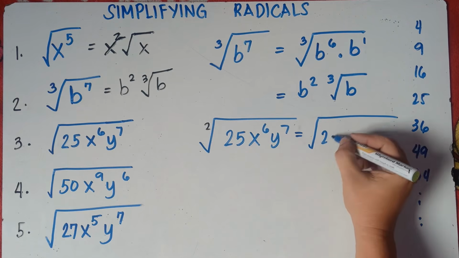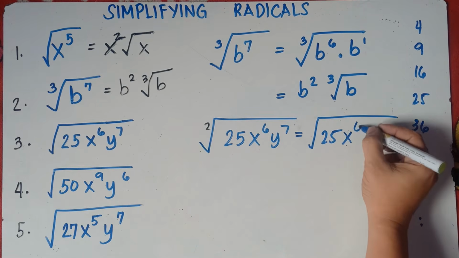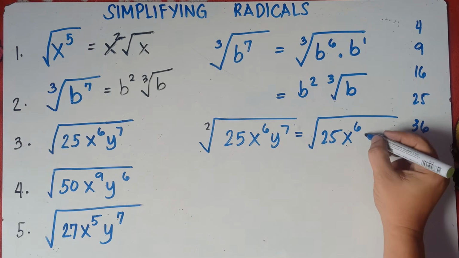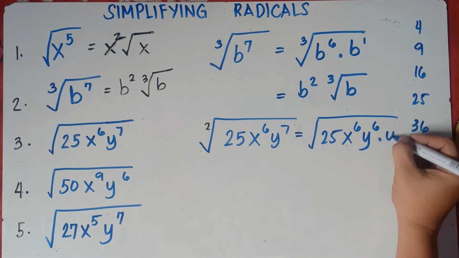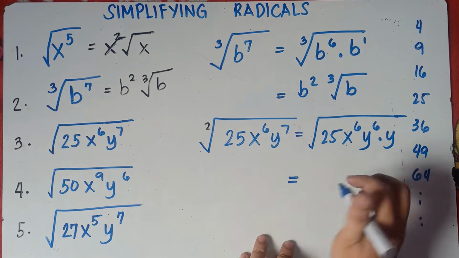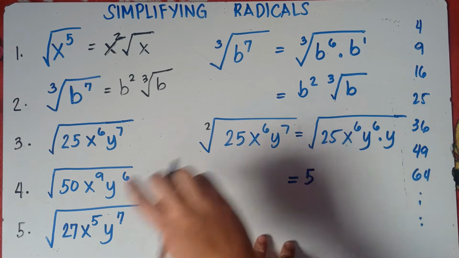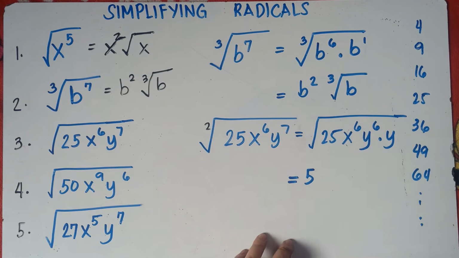So copy first the square root of 25. Since we can divide 6 by 2, simply copy x raised to the power of 6. And for y, that would be y raised to the power of 6 times y, right? Therefore, your final answer will be square root of 25, that is 5. You put it outside the radical symbol. So once again, class, square root of 25, that is 5. Put it outside the radical symbol.